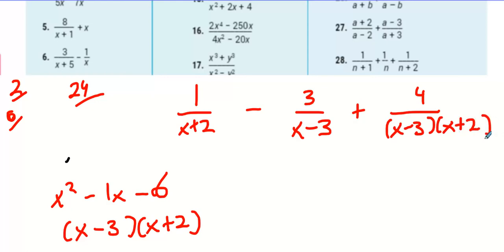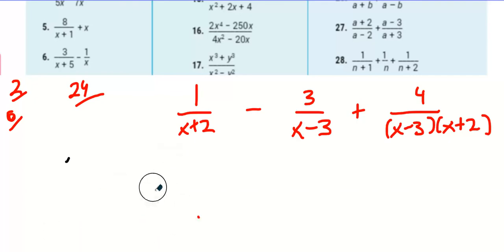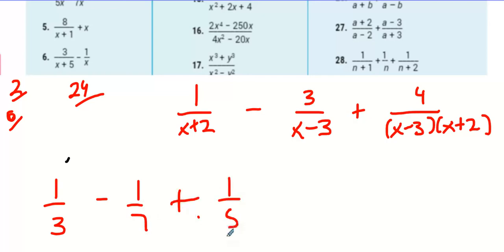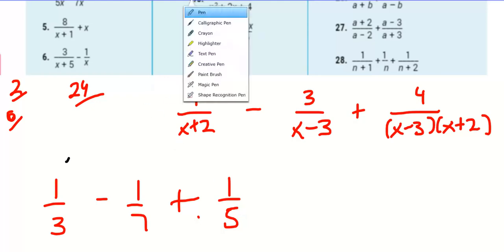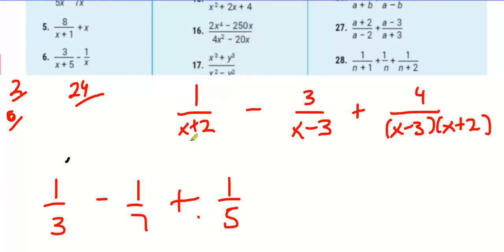Now, here's the trick. Do they currently all have a common denominator? What I mean by common denominator is 1 over 3 minus 1 over 7 plus 1 over 5. Do the 3 of them have a common denominator? Why not? They're different numbers on the bottom. The yellow is different from the blue, and that in turn is different from the green.